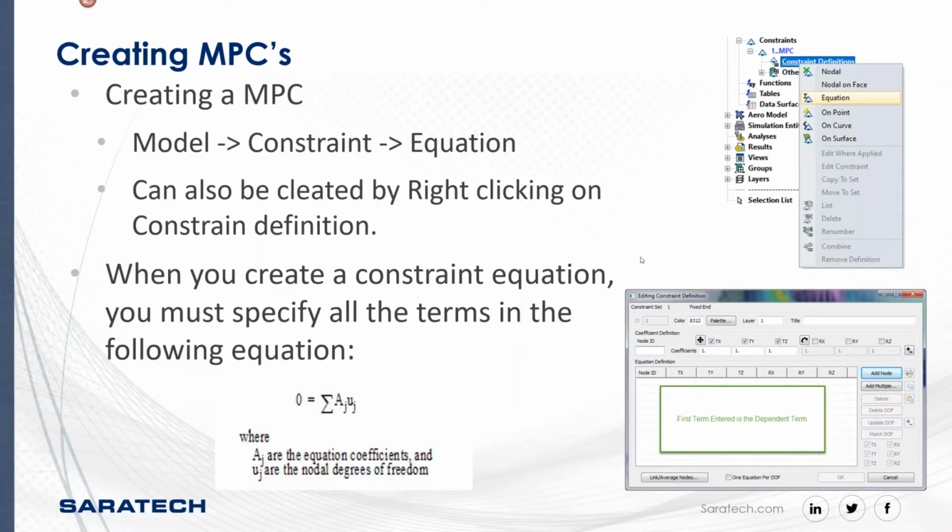Now, how do you create MPCs inside of Femap? It's under the constraint. You would right-click on your constraint definition and you can specify an equation. You can also do it from the pull-down menu, Model, Constraint, Equation, and that will bring up this box that's shown right here. When you create a constraint equation, you must specify all these terms as shown in this equation down here below.